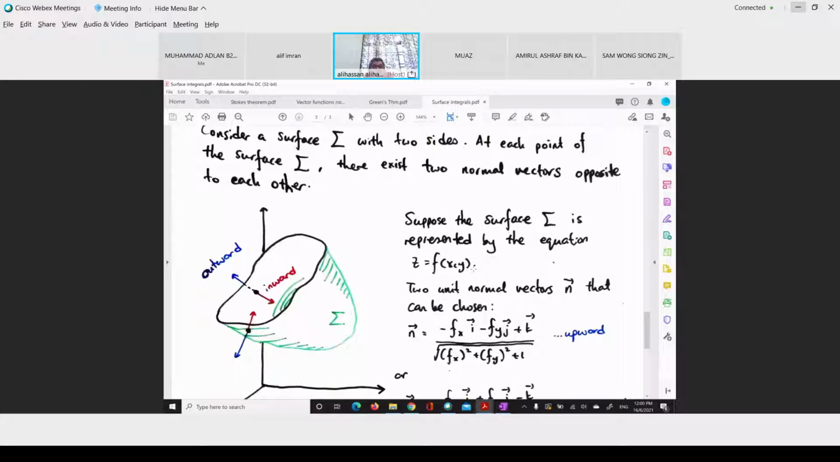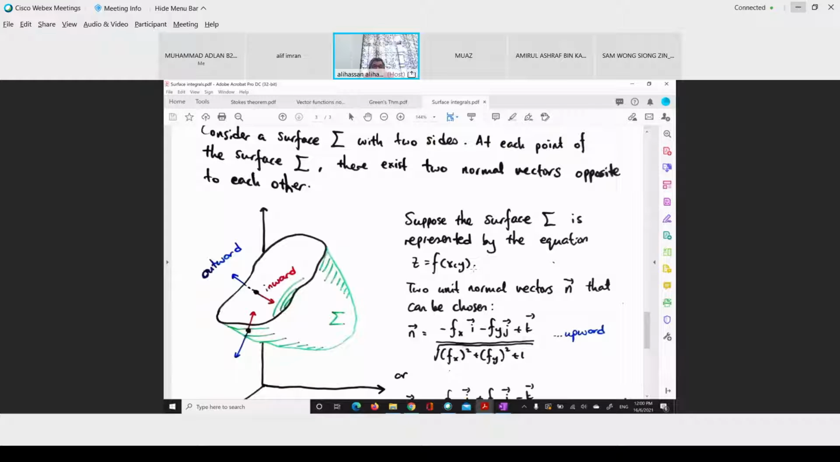And the normal vector that points outward is equal to minus f partial x i, and so on. This is related to the gradient. This formula is derived using the concept of gradient actually, but I do not want to go into much detail. Let's just look at the formula here.